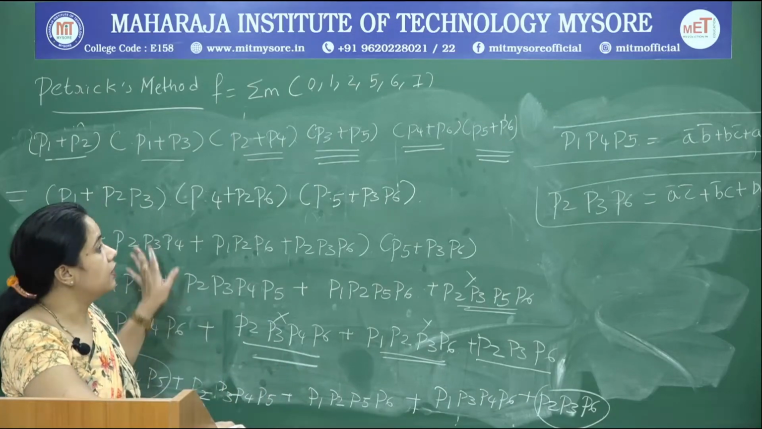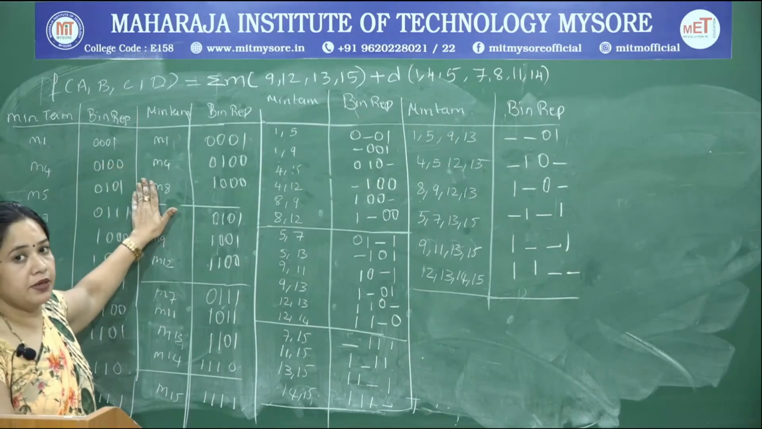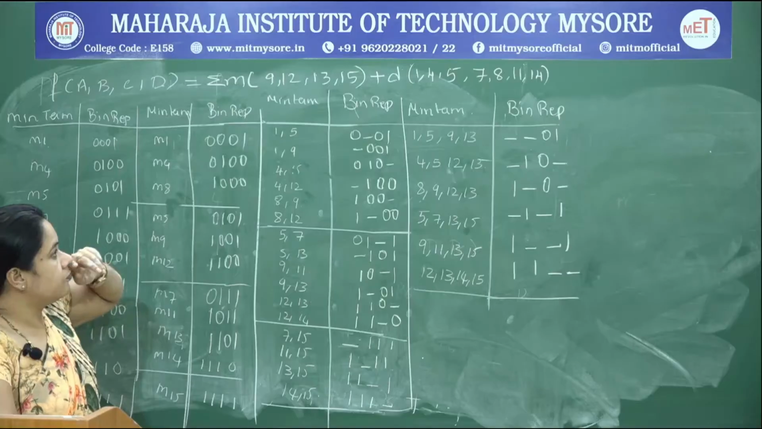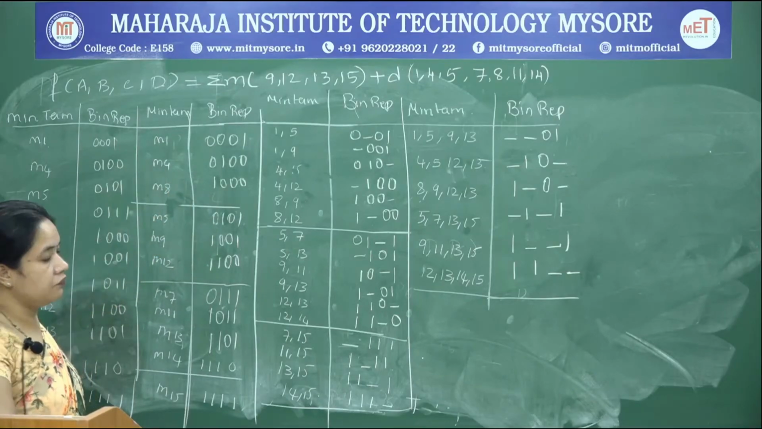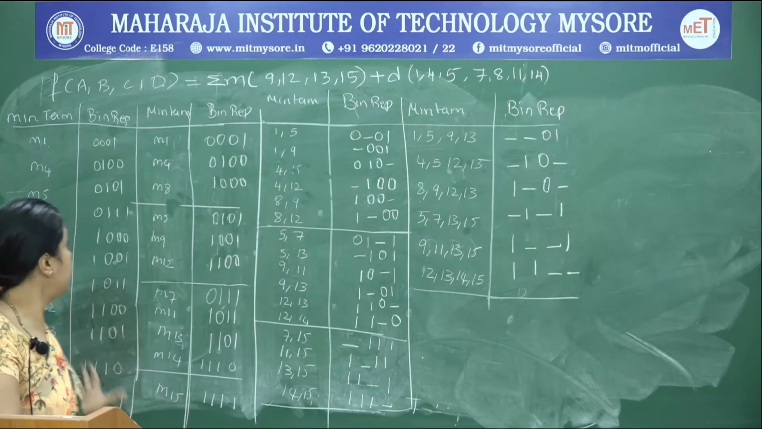So this is the beauty of Petrick's method. We will consider one more example here with the don't care terms. We have a 4 variable expression. We will try to identify the prime implicants using the first table.